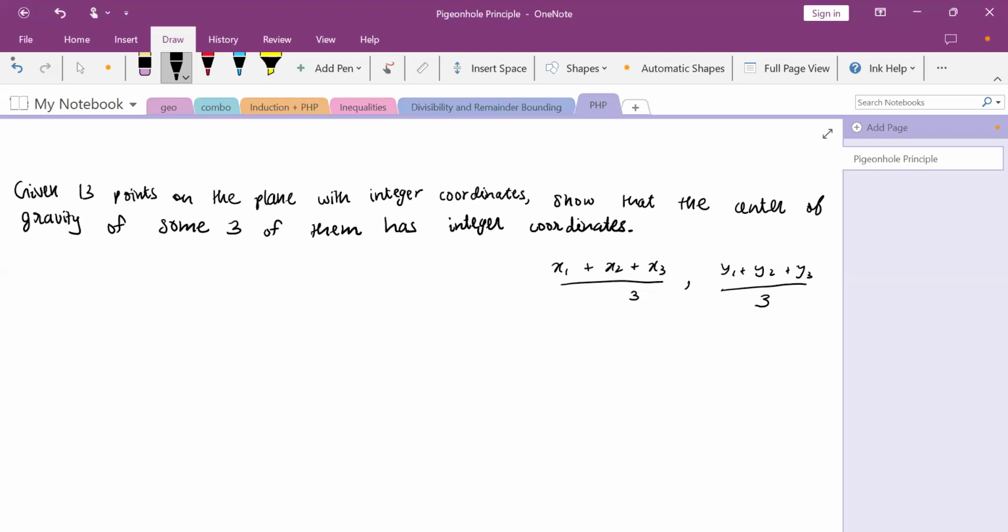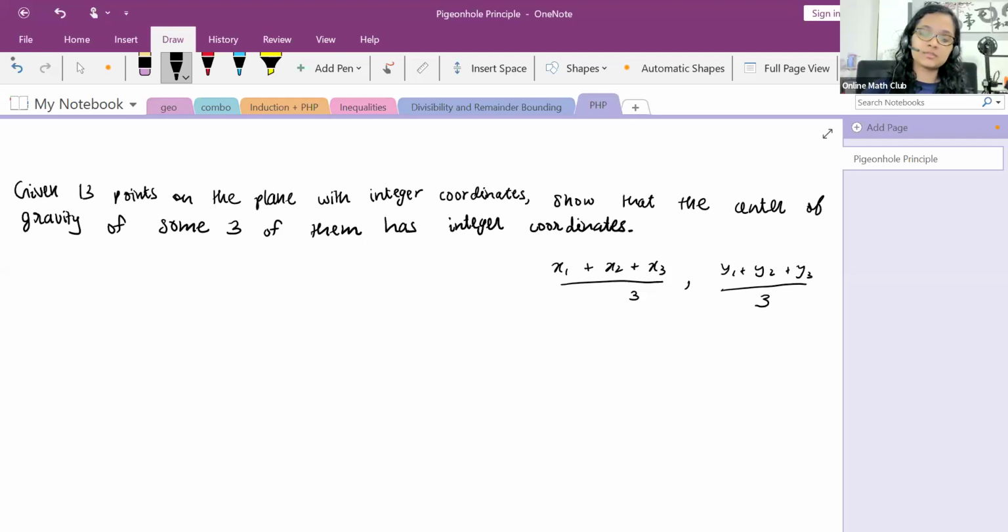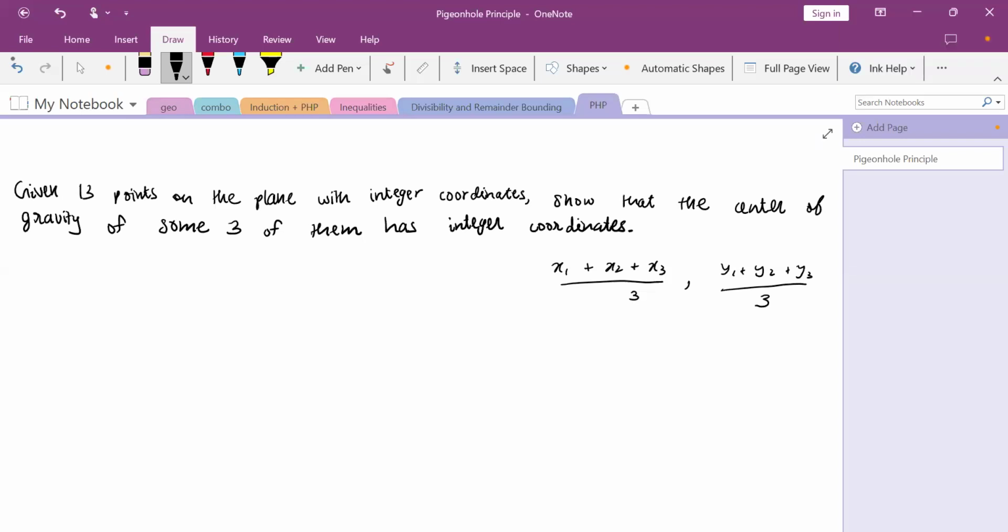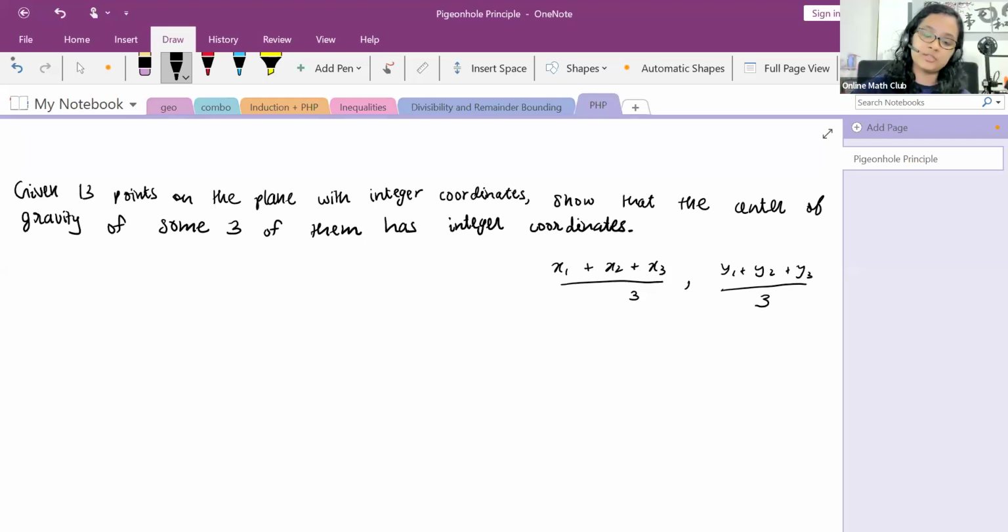Maybe mod 3 could help. Like there we took mod 2, here mod 3. Yeah, try something like that. So we can say that three numbers of the same residue will have a sum divisible by 3, and we can use that, right? Yeah, we need both the sums to be divisible by 3.